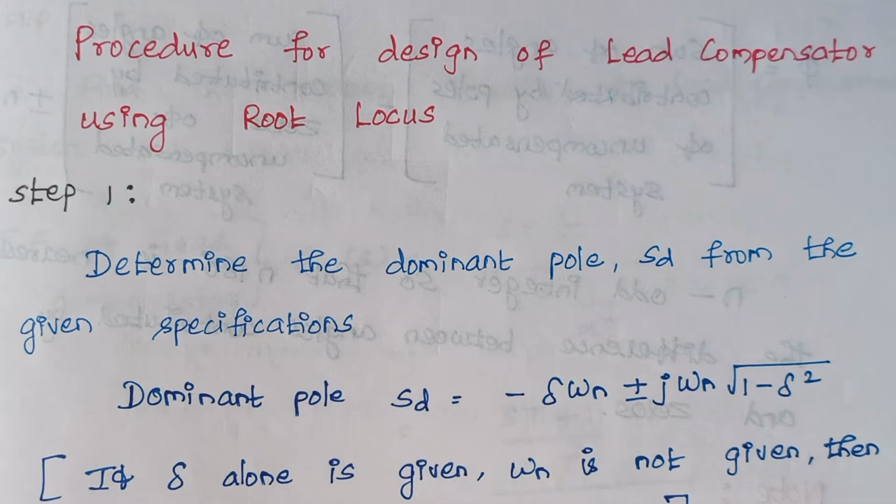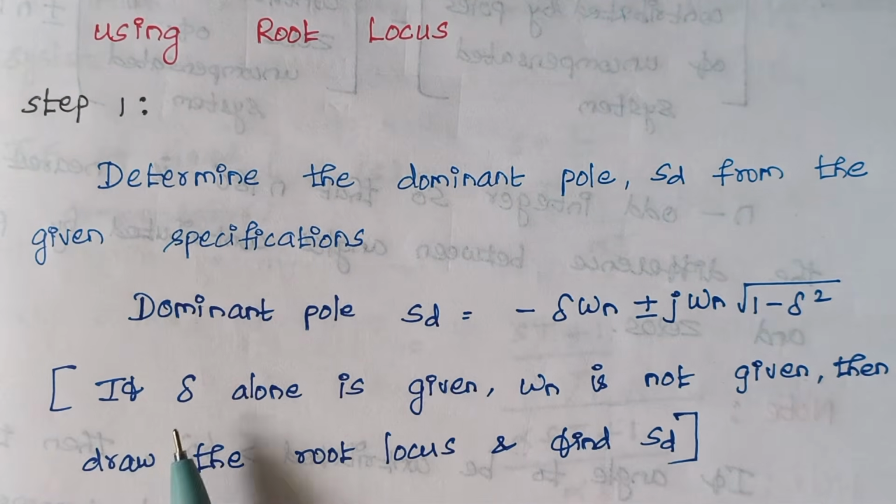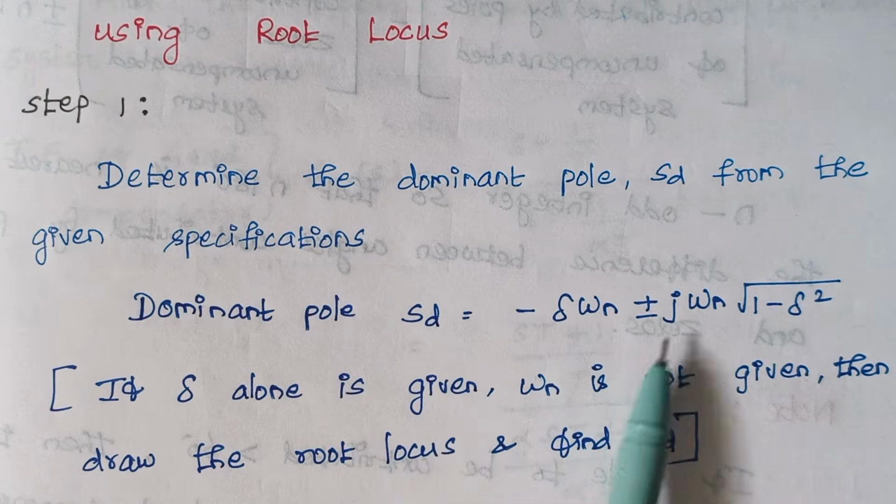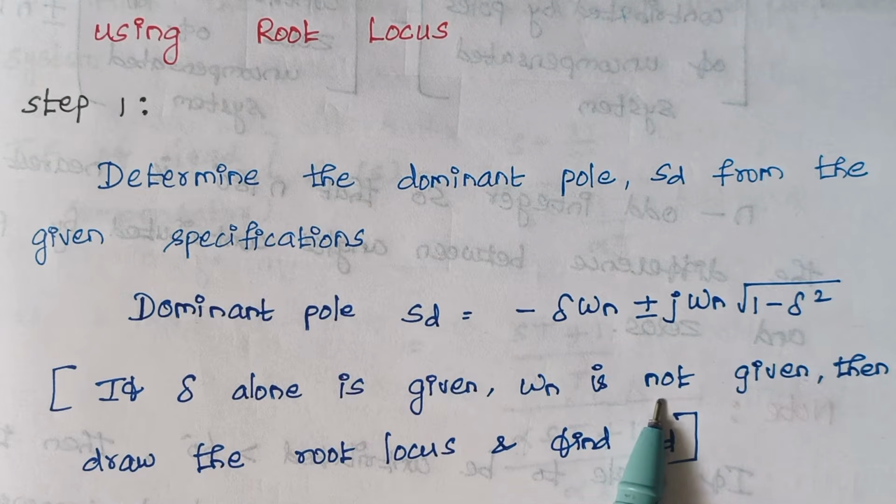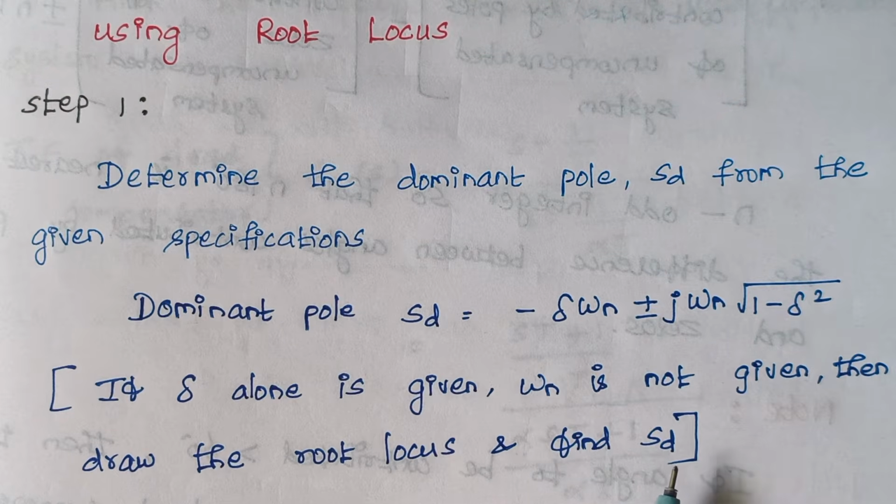The next hint is if zeta alone is given and omega n is not given, then draw the root locus and then find the dominant pole. We have already done problems like this, on how to find a dominant pole after drawing a root locus.